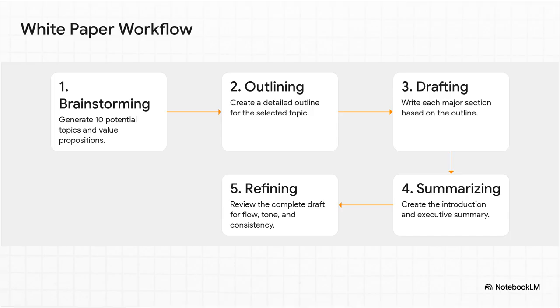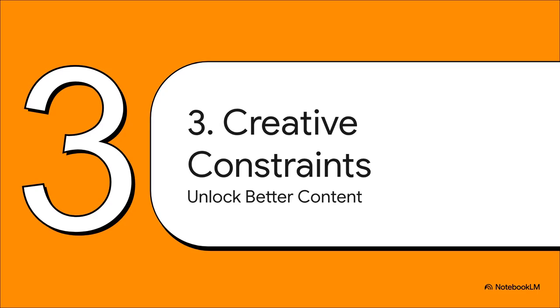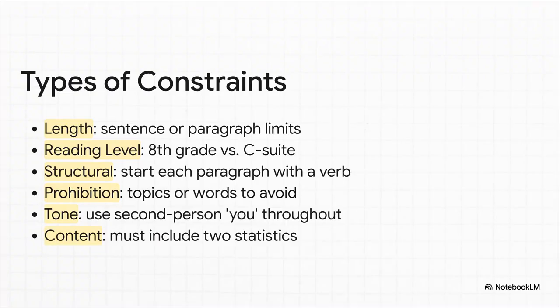just makes more sense. All right, this next technique might feel a little backward at first, but trust me, it is ridiculously effective. We're going to talk about how setting limitations, telling the AI what not to do, can actually unlock more creative and focused content. Just think of constraints as guardrails for your AI. You can set limits on length, you can specify a certain reading level for your audience, or you could even enforce a really specific structure. The more specific your constraints are, the more targeted and genuinely useful the AI's output is going to be.